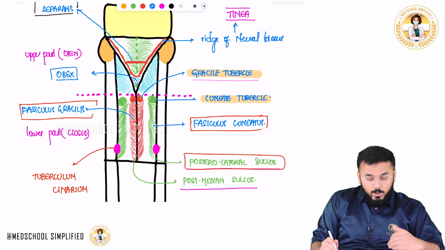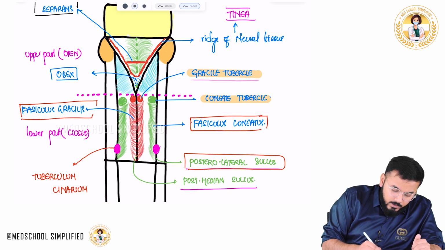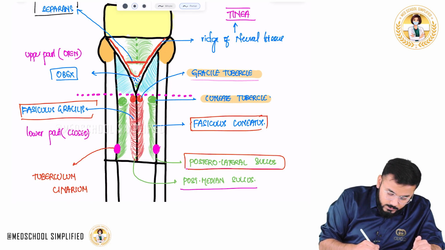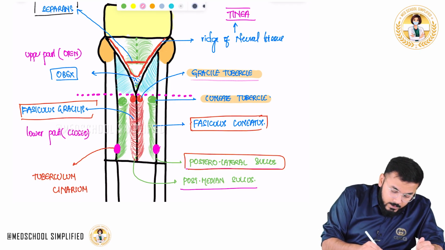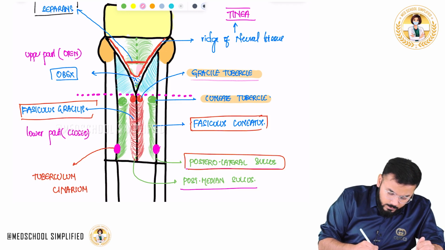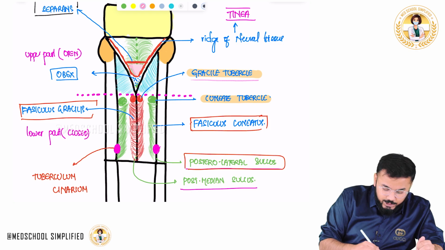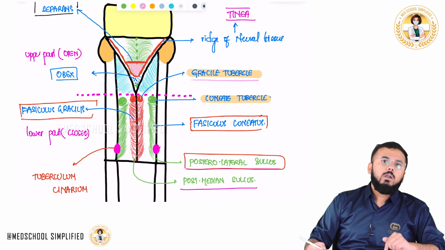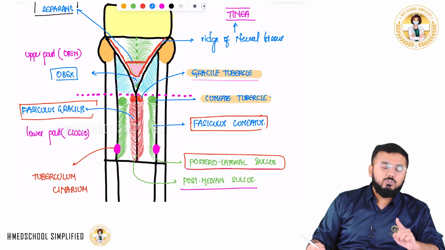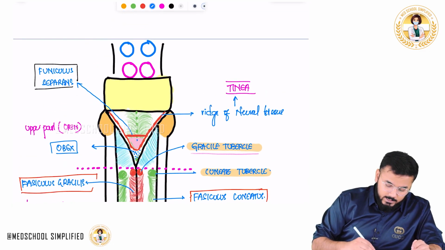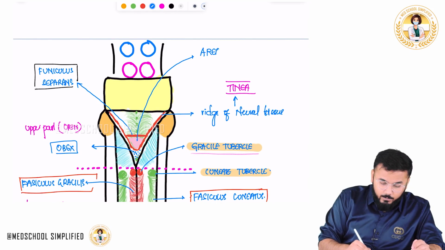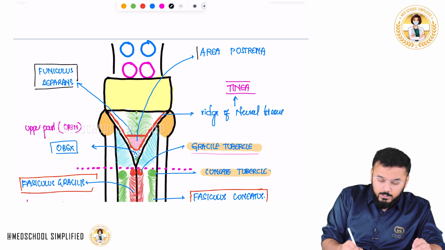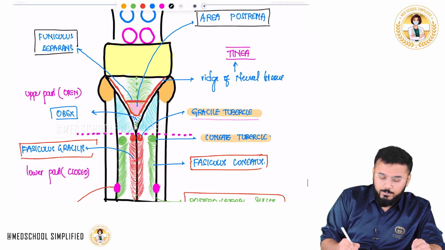Now above this, can you see this area, guys? If I rub it out, you can see it very clearly. I'm rubbing this triangular area, right? Now after rubbing this triangular area, let me shade it down. I'm giving a light pink shade over here, right? So this area which is located here is called area postrema. Very, very important area.